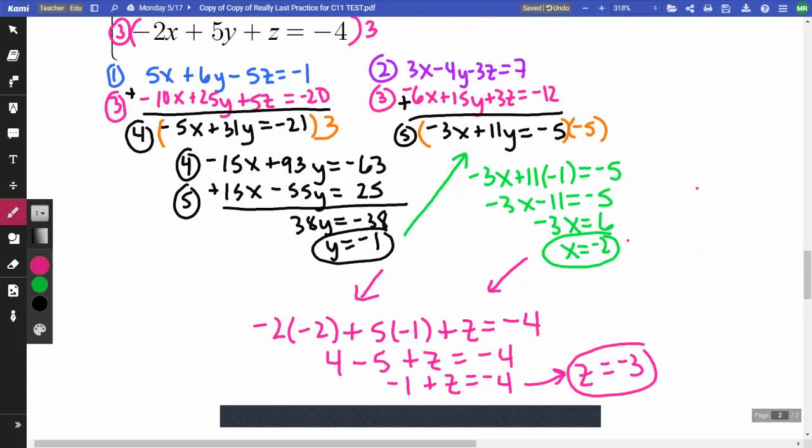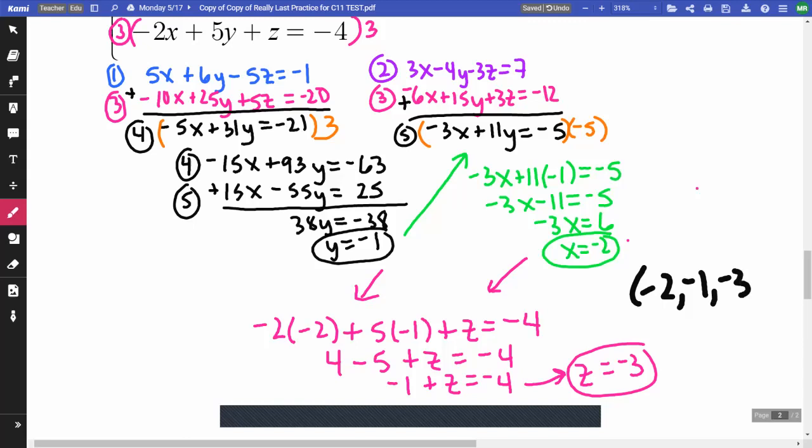So my final answer is going to be negative 2, comma, negative 1, comma, negative 3. That is my final answer.